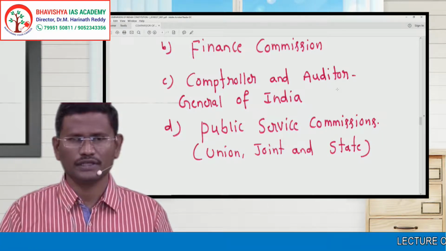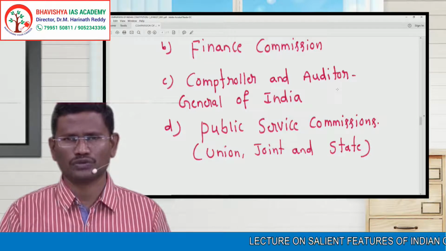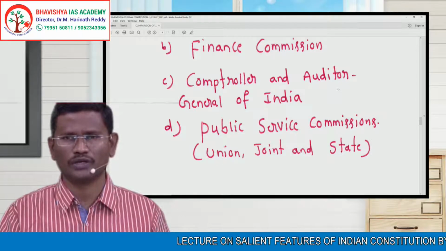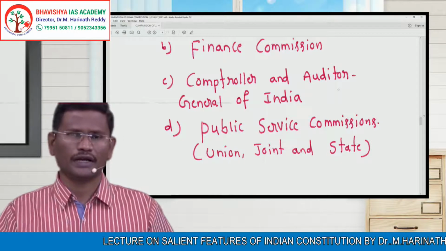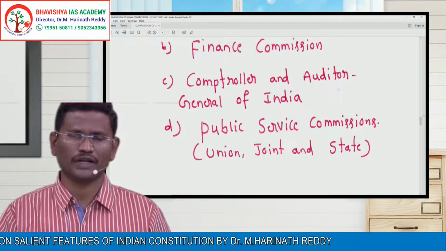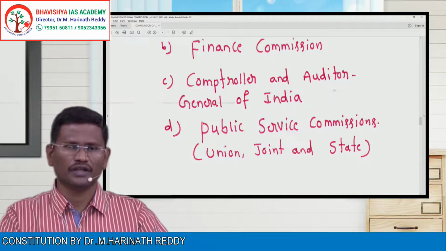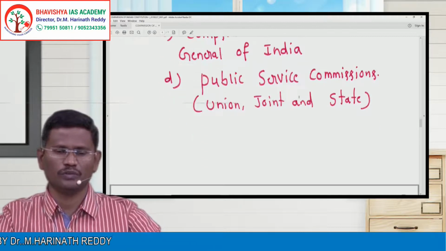So, like this, the Indian Constitution has provided for the establishment of independent constitutional authorities which have played an important role in conducting free and fair elections, in promoting cooperative federalism, in merit-based recruitment, as well as in making public spending very efficient. So that's one more salient feature.